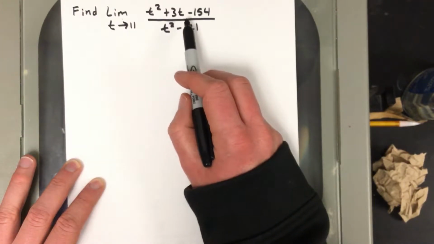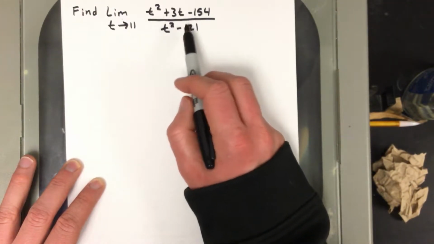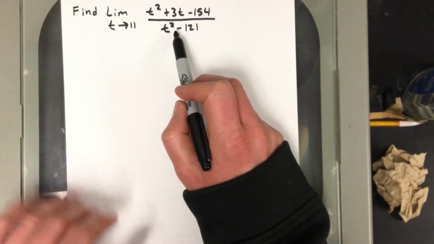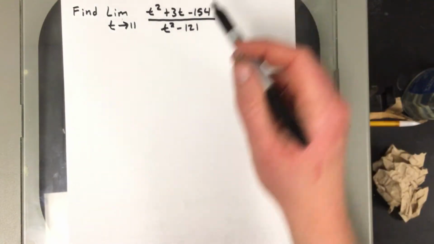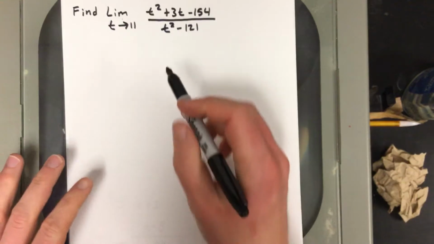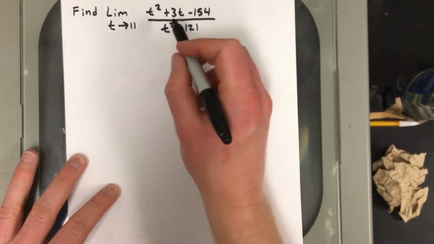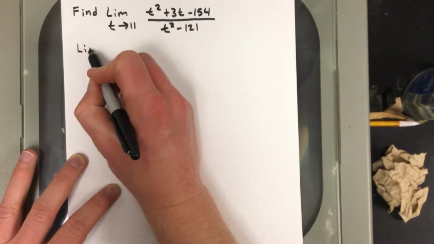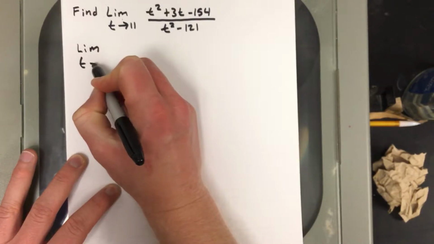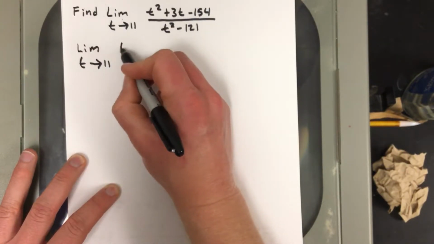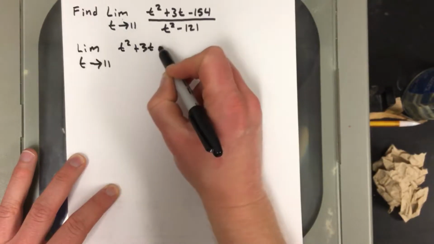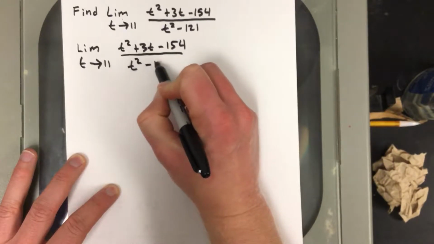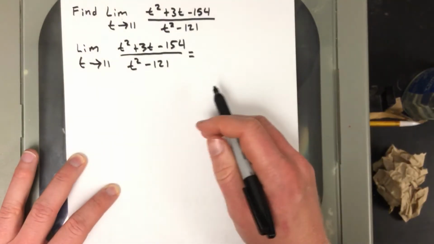We need to go through and see if we can do some factoring and canceling so that we can make this denominator not give us a domain error, not be something that's undefined. So I'm going to start out by saying, limit as t goes to 11, of t squared plus 3t minus 154 over t squared minus 121. They're kind of testing your factoring skills here.